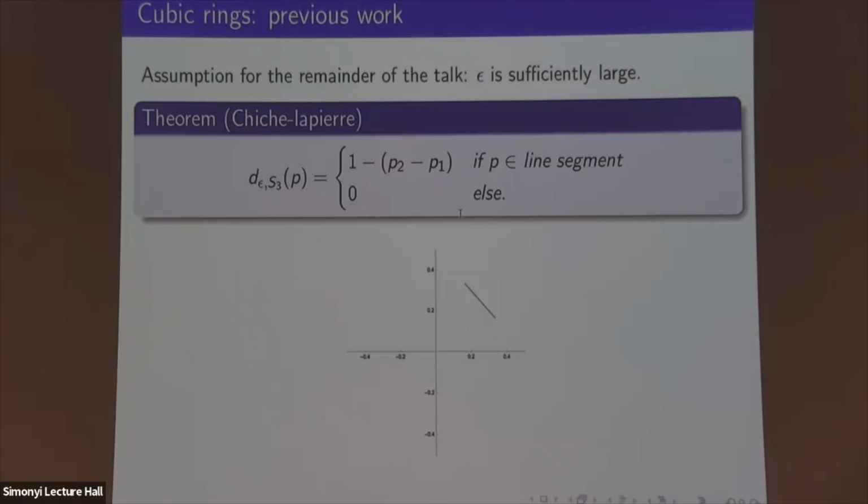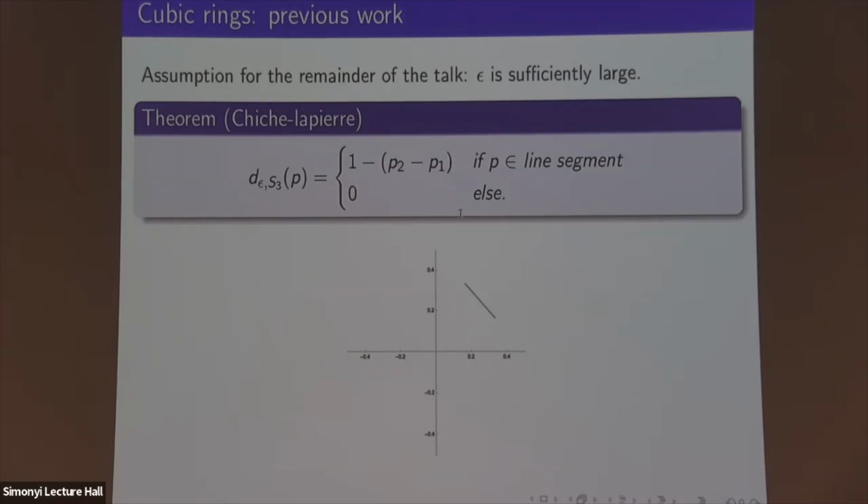Val Shishlev, in his PhD thesis, actually proved the density function for S3 cubics, and it has a really nice formulation. If our point P is in this line segment from (1/4, 1/4) to (1/6, 1/3), then the density function is this linear term over here, 1 minus P2 minus P1. And if P is not in that line segment, then the density function is 0.